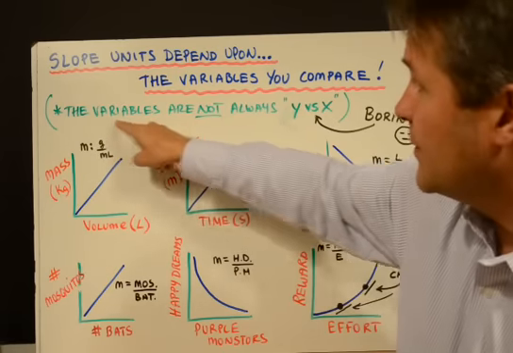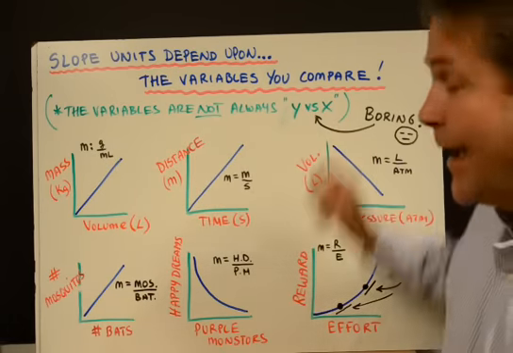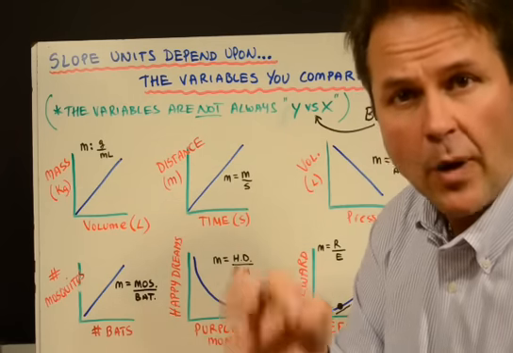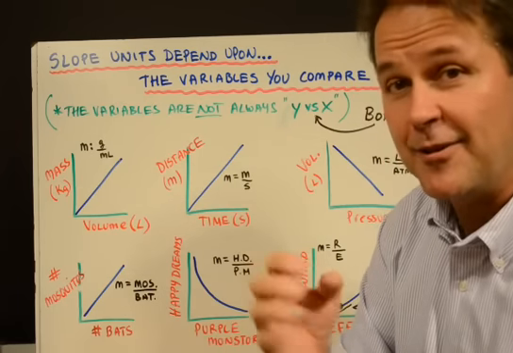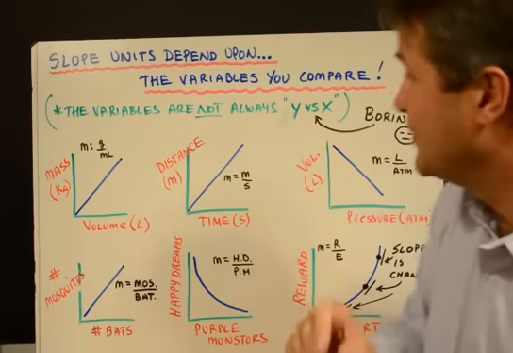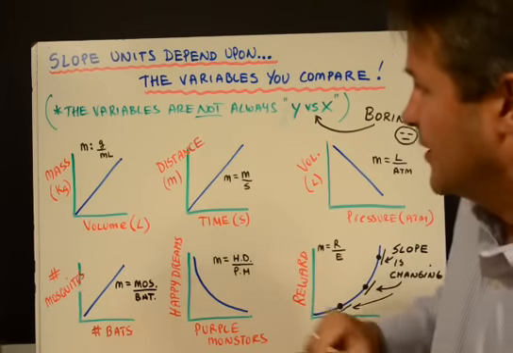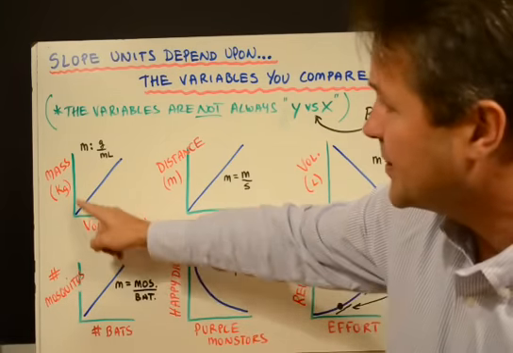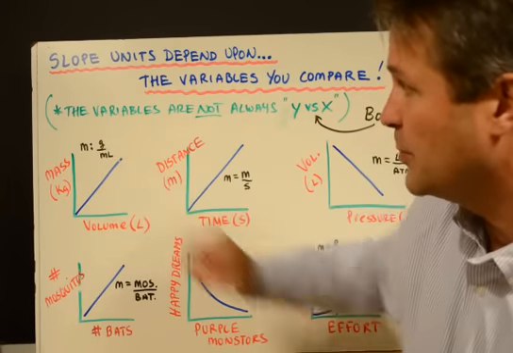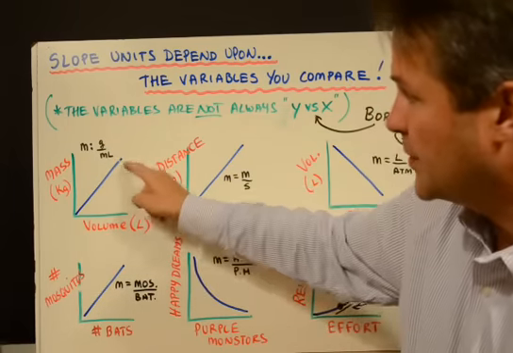I want you to understand that variables are not always y and x. As teachers, we usually introduce graphing using y and x, but there are a lot more examples than just y and x. That's just the beginning. It's not very interesting either. So here's an example of mass versus volume. The units of slope would be grams per milliliter, and that has a positive slope.